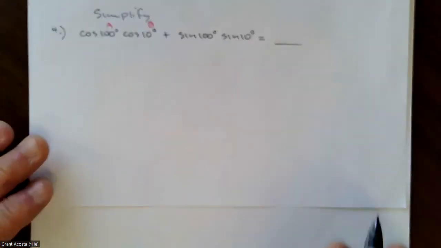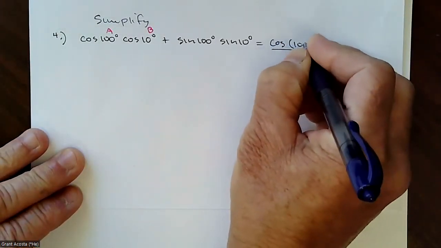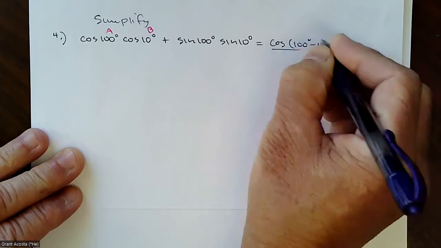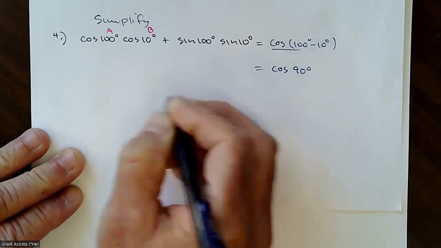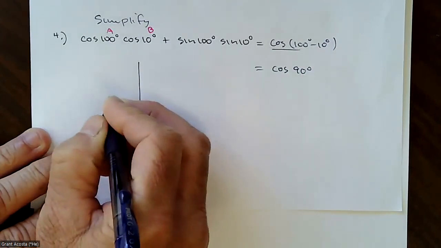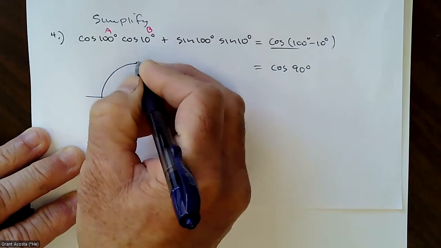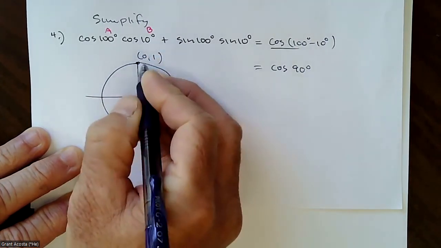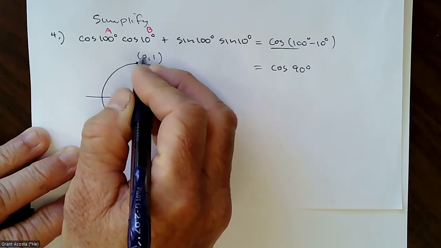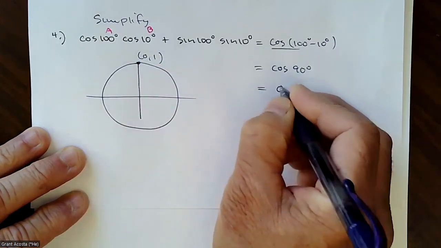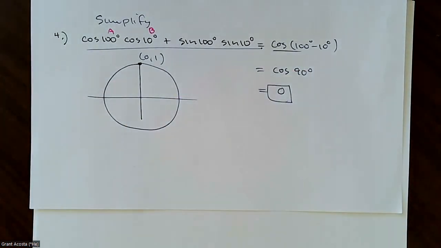So this would be equal to the cosine of 100 minus 10, which is the cosine of 90 degrees. 90 degrees is up here on the unit circle. The point is 0, 1. Cosine's the x coordinate, which is 0. So this whole expression right here actually just equals 0.